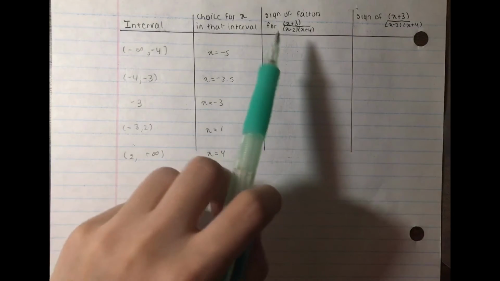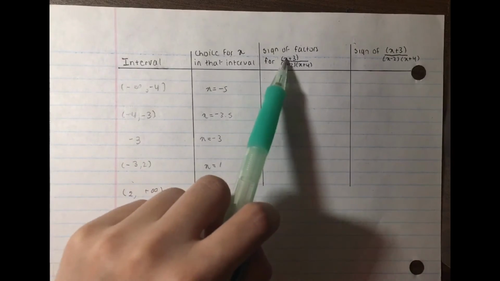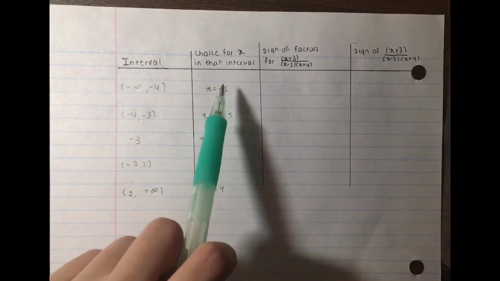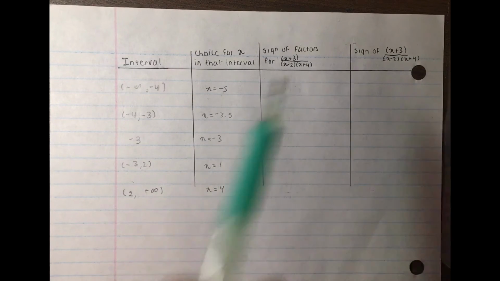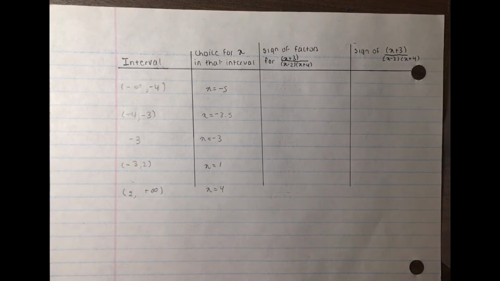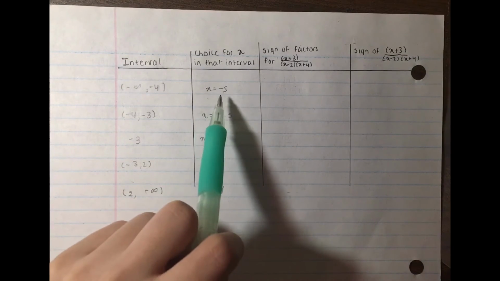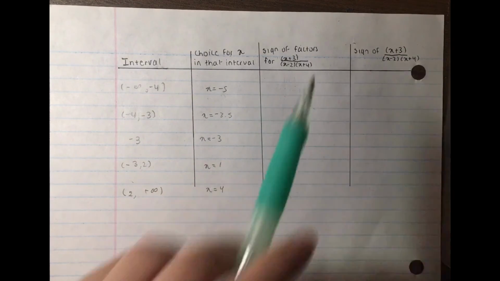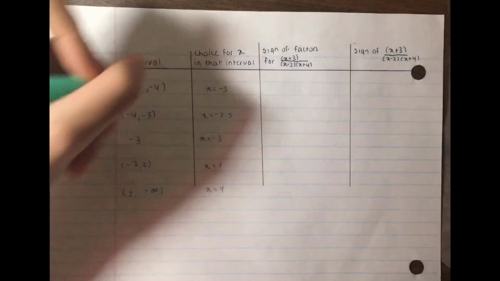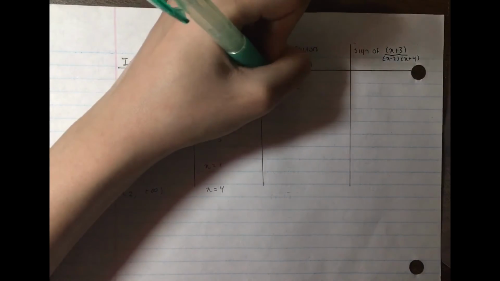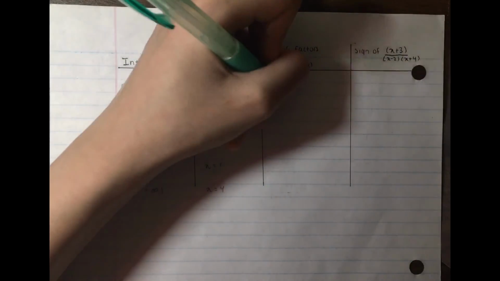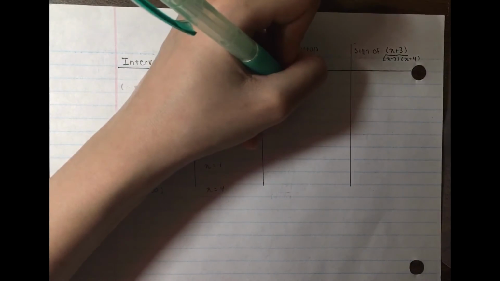Now we're going to find the sign of the factors. So the sign of x plus 3 when you let x equals the test value, the sign of x minus 2 when you do that, and the sign of x plus 4 when you do that. So if I let x equals -5, what's going to be the sign of x plus 3, that factor, the one in the numerator? Well, it's going to be a negative. Then for x minus 2, it's also going to be a negative, and for x plus 4, it's also going to be a negative.